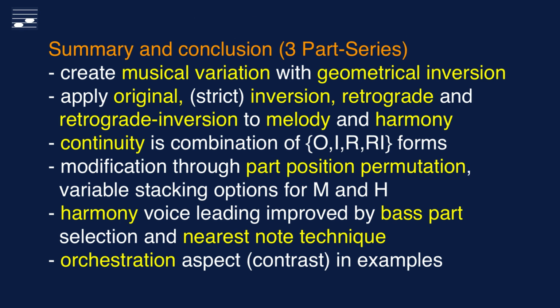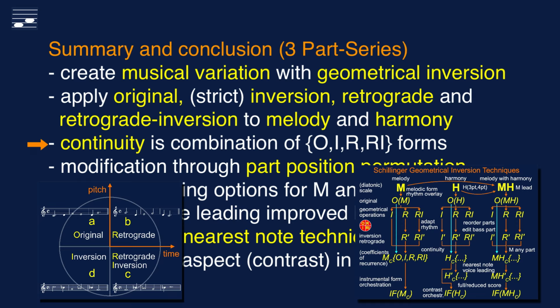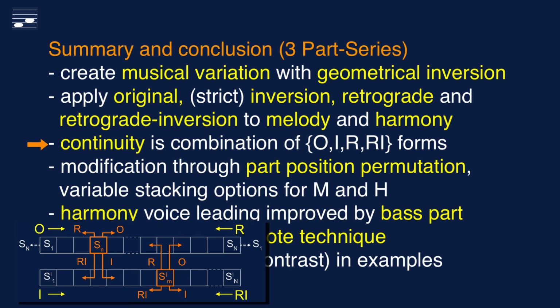In this video tutorial series, you learned about geometrical inversion as a variation technique in the Schillinger system of musical composition. We started with the fundamentals, the 4 inversion types: original, inversion, retrograde and retrograde-inversion. A continuity is created as a combination of the fundamental forms. When applied to a melodic phrase, we will likely adapt the original rhythm in order to obtain a more musically valuable result. Schillinger extends this approach to harmony.